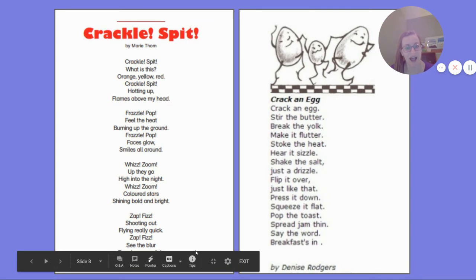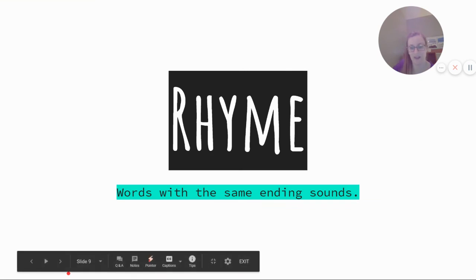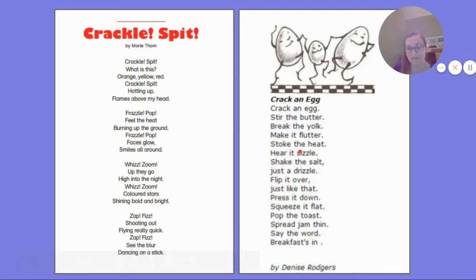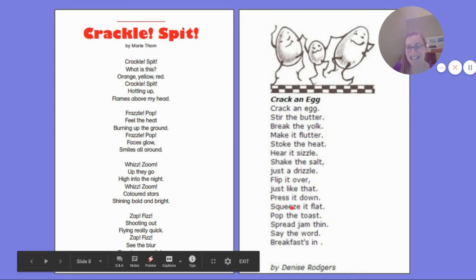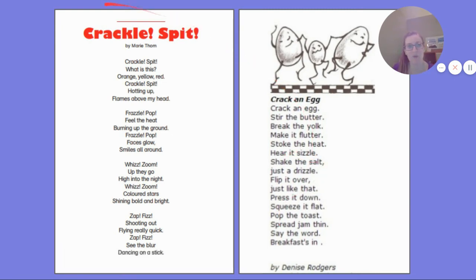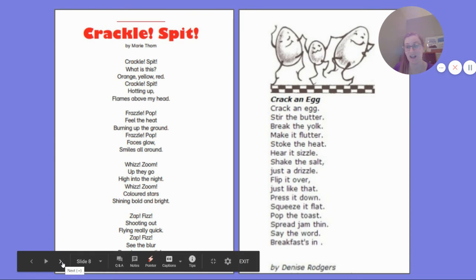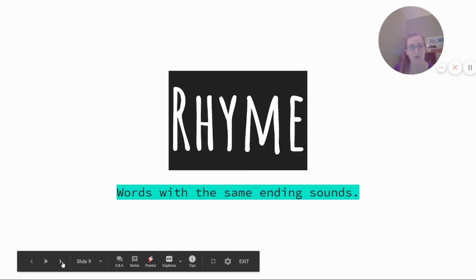Some of the ones to take note of are drizzle, sizzle, squeeze, pop. I sometimes think the word spread, people spread that out. Some of these are a little less obvious than the ones you'll hear in Crackle and Split. So I wanted to give you an example of how you can actually take sound words, add them all together in a poem and make it about one topic, and it still makes sense and it's fun to hear as well as say. All right, so we have one more piece of sound poetry.